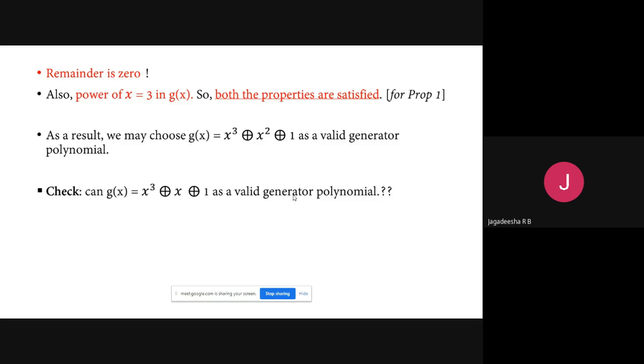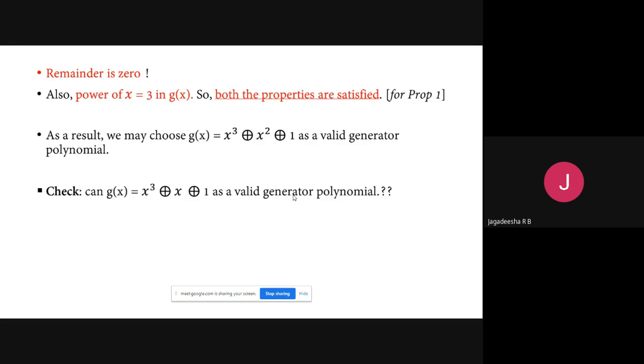So how to check? The first property, of course, it exhibits, right? Because it starts with x power 3. N is 7, k is, sorry, 4. So n minus k is 3. So the generator polynomial should start with x power 3. Yes, property 1 is okay.